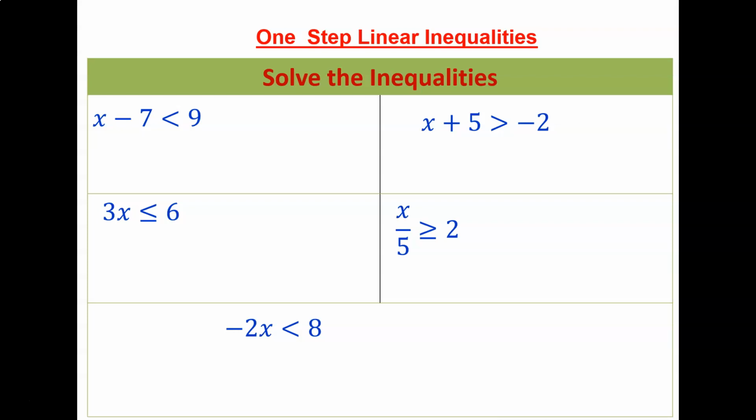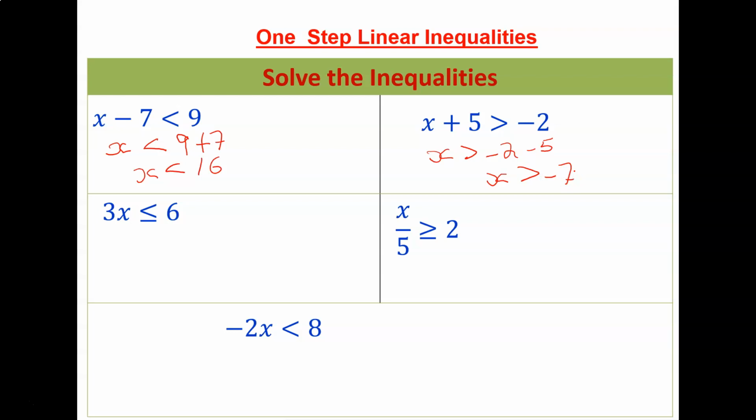Fine. I think you have done. So we have x minus 7 is less than 9. So what should we do? We need to add 7 to the other side, because the inverse of take away is plus. So we get x is less than 16. What about this one? x plus 5 is more than 2. What is the inverse of plus? Inverse of plus is take away. So we need to take away 5. That gives us x is more than minus 7.